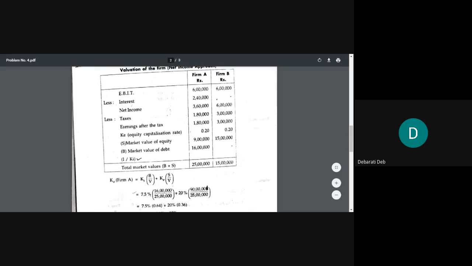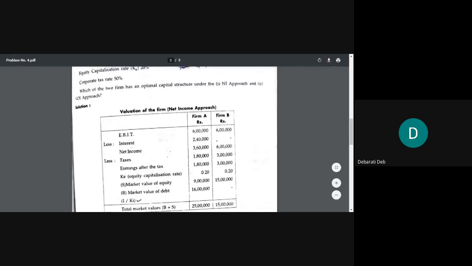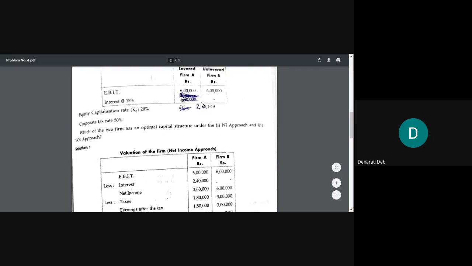15% was for both the firms. Who is this? Ma'am, Saurabh. Firm B does not have any debt. How are you saying 15% for both the firms?